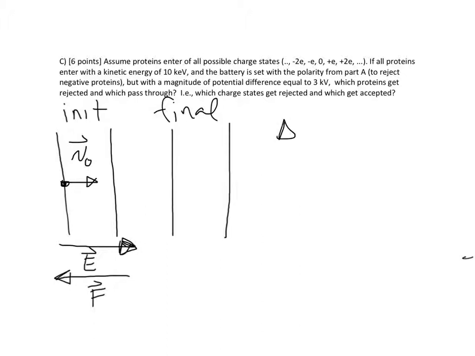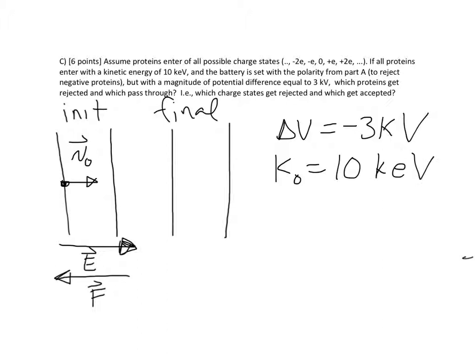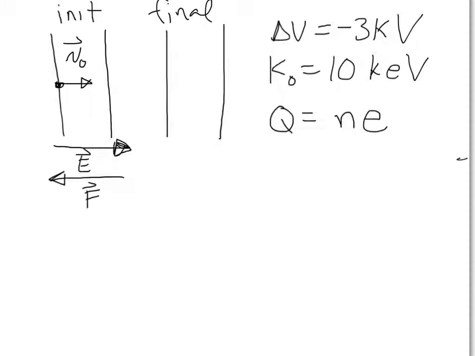We know that the delta V going from left to right is minus 3 kV. That's assuming the polarity that we determined from part A. We know that the initial kinetic energy of the particles is 10 keV. And we also know the charge on the particle, in this case, is going to be N times E. Okay, so let's begin solving this problem.